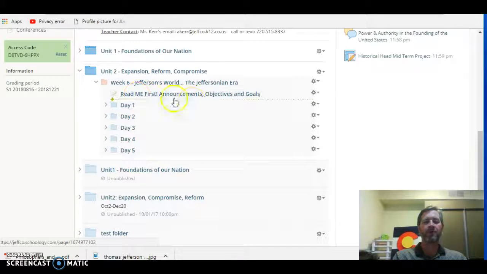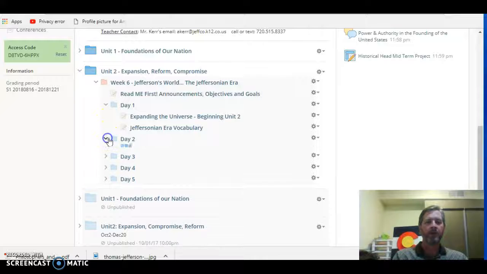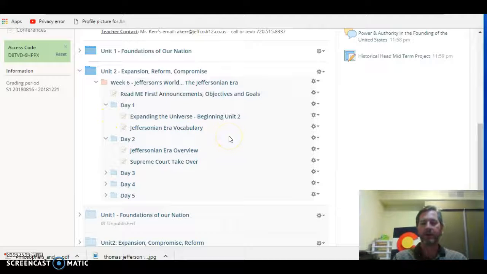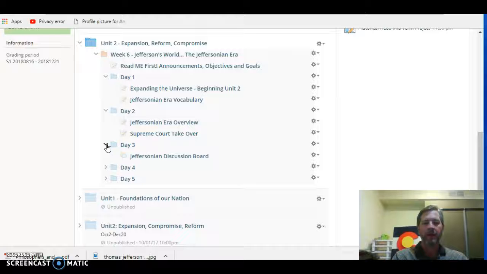So go through the Read Me First announcements, objectives, and goals. Day 1. Now, we do have vocabulary, and I want to talk about this. You do have Jeffersonian era vocabulary, so there is week 6 vocabulary. It's not an assignment to turn in, but there are 10 vocab words here for this week. You will be using them in the Jeffersonian discussion board.